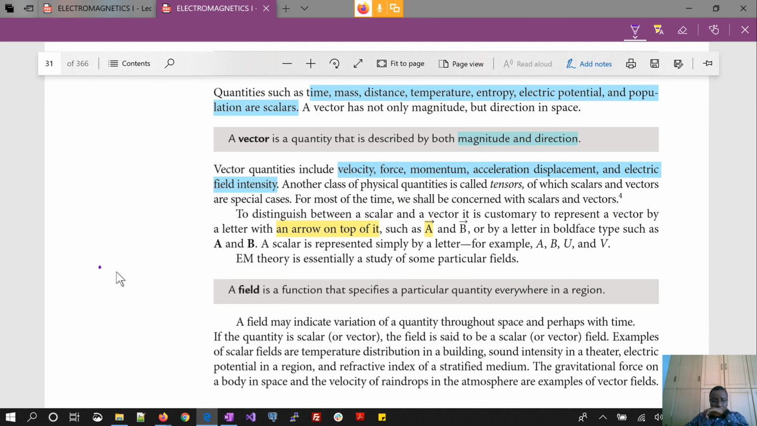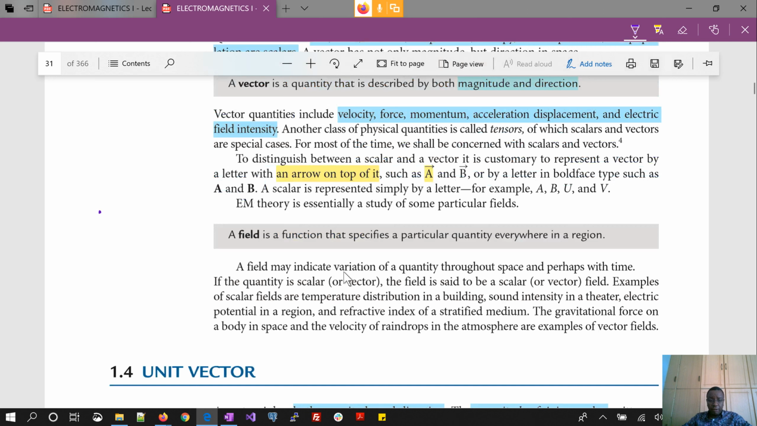So I wanted to say that the charge is surrounded by a field, the one that we call the electric field, and that is the one that we characterize using vectors and to show the direction of the force that is coming from this charge, etc. So a field may indicate a variation of quantity throughout the space and perhaps with time. If the quantity is scalar, the field is said to be a scalar field, or vector field if the quantity is a vector.